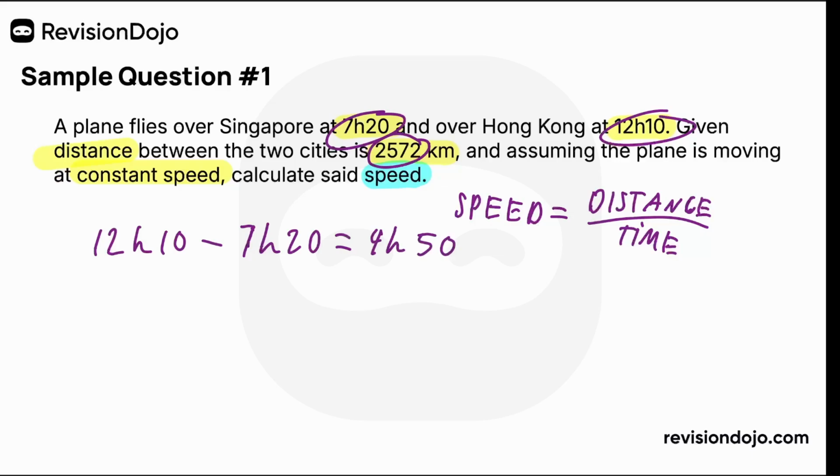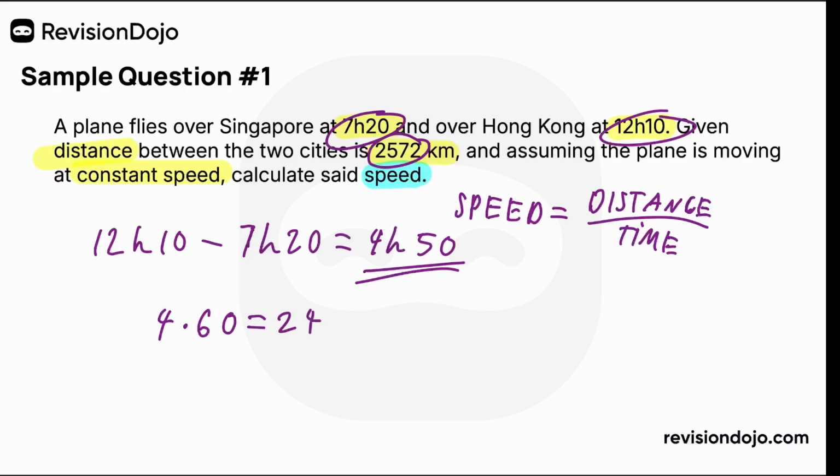However, we know that we want a speed, so we want that answer in meters per second. We need meters and we need seconds. Let's start by converting these. So 4 hours 50, let's start by doing 4 hours times 60. So that's for the minutes that we're going to be working out.